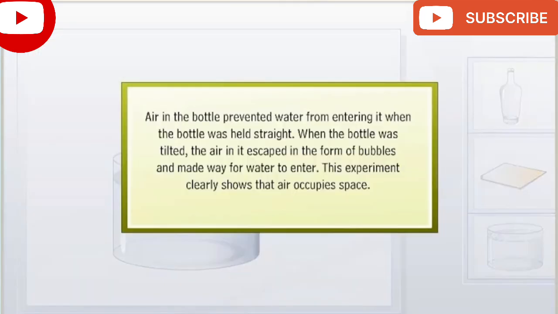Air in the bottle prevented water from entering it when the bottle was held straight. When the bottle was tilted, the air in it escaped in the form of bubbles and made way for water to enter. This experiment clearly shows that air occupies space.